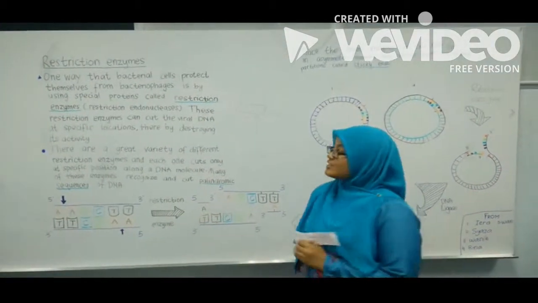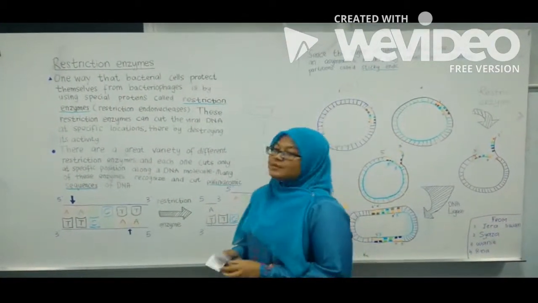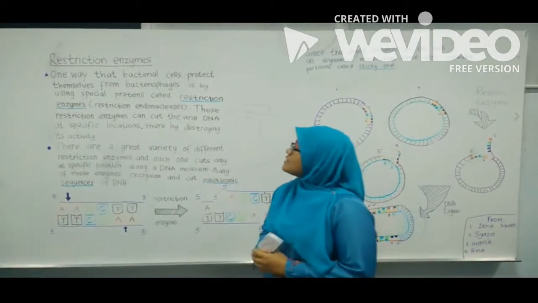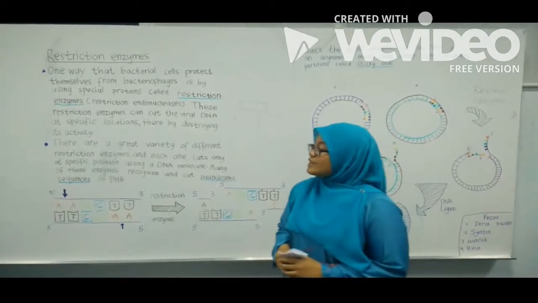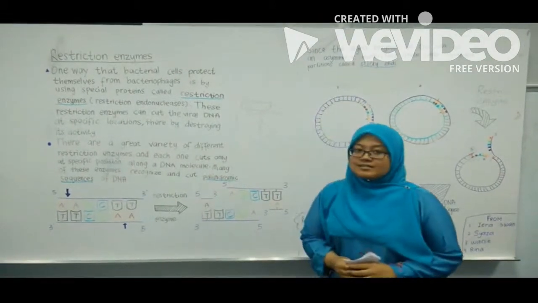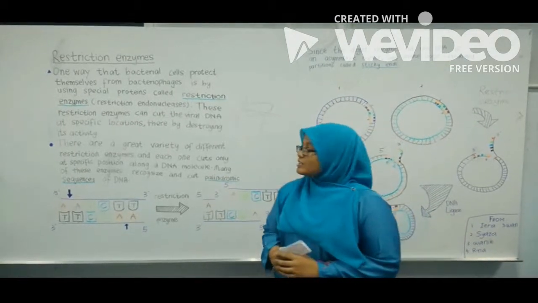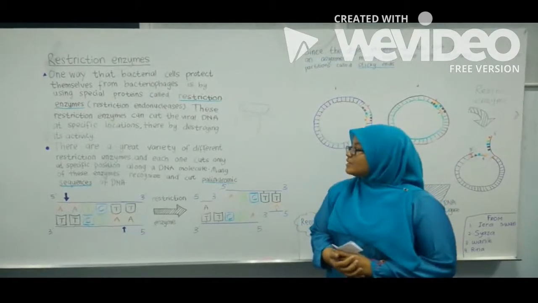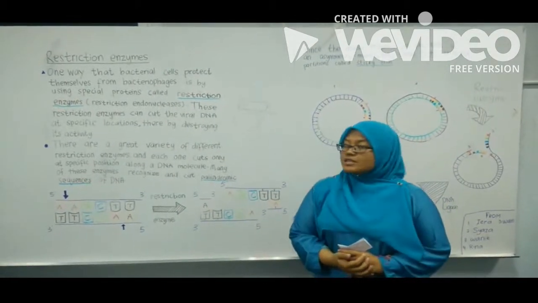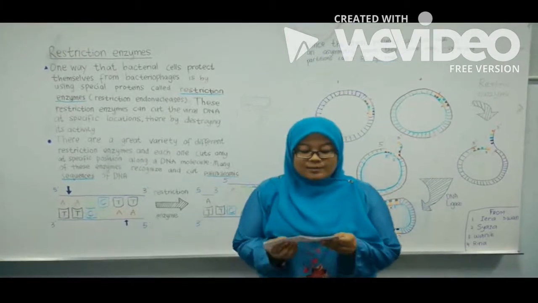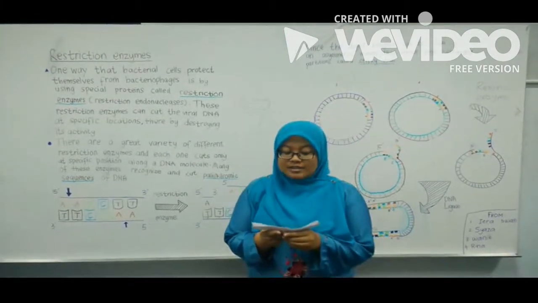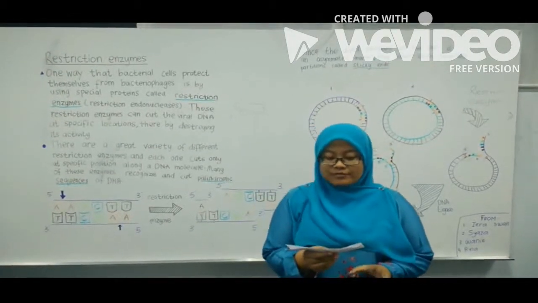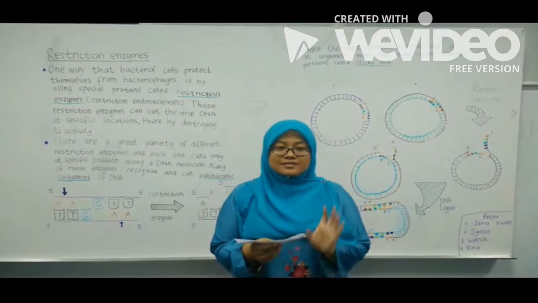What is the restriction enzyme? One way that bacterial cells protect themselves from the bacteriophage is by using a special protein called restriction enzyme or restriction endonuclease. This restriction enzyme can cut the viral DNA at a specific location, thereby destroying its activity. As we know, bacteria do not have antibodies like humans to protect themselves. So, to protect themselves from the bacteriophage, they use the restriction enzyme.